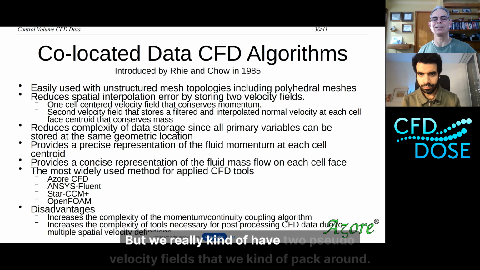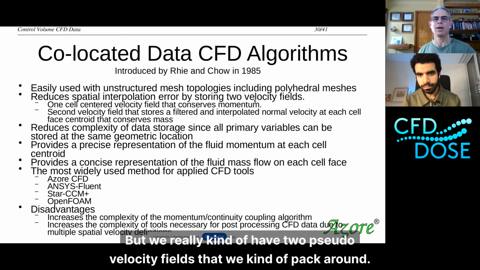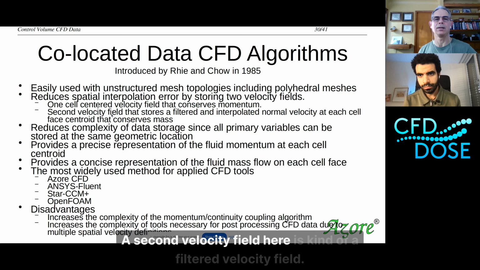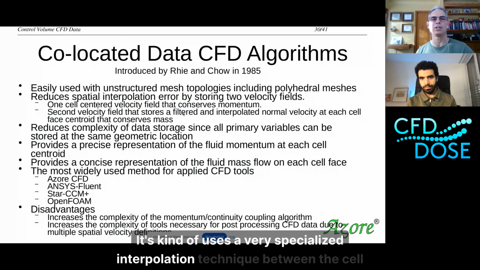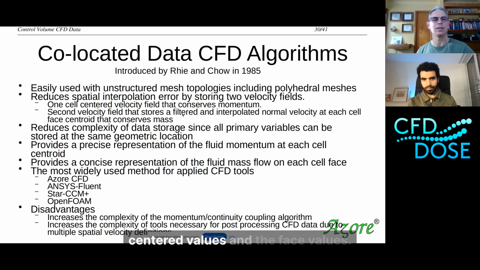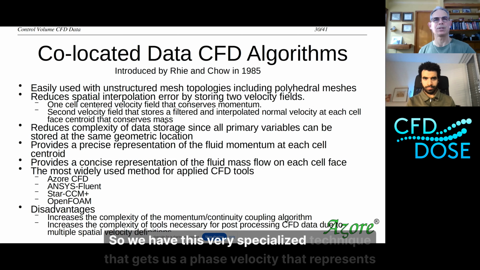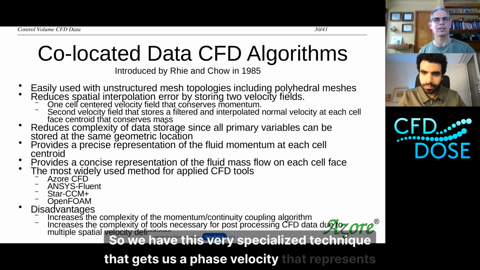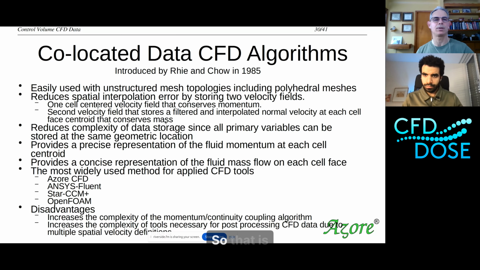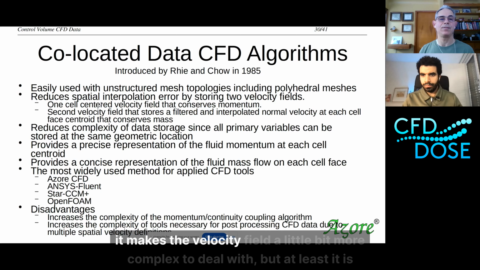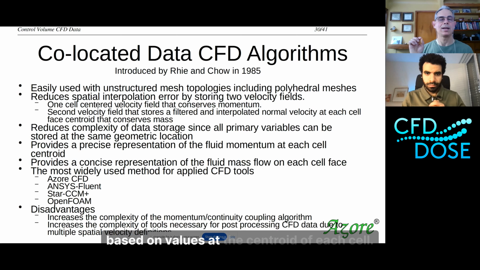But we really have two pseudo velocity fields that we pack around. A second velocity field here is a filtered velocity field. It uses a very specialized interpolation technique between the cell-centered values and the face values, and you come up with this face velocity that conserves mass. So we have this very specialized technique that gets us a face velocity that represents conservation of mass based on the centroidal values. It makes the velocity field a little bit more complex to deal with, but at least it is based on values at the centroid of each cell.